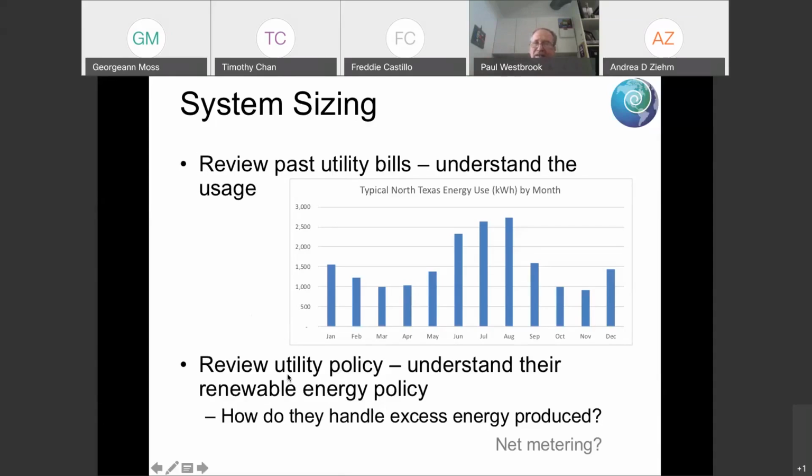Then the key is all of the utilities have different policies. I'm in a co-op, Grayson Electric Co-op. They have their own completely different policy from any other co-op or large commercial utility. So you really need to understand what their policy is. And the question is, what is their net metering policy and how do they handle it if you make more energy than you use? That's a really key point. It can really determine the financial payback differences of a system.